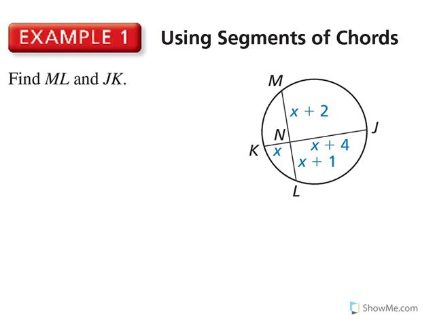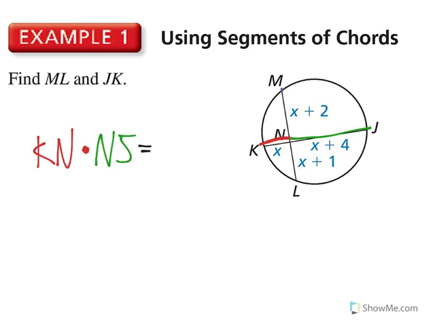So if we look at this problem, it says to find ML and JK. So first we need to solve for X if we're going to solve any lengths. And so if we look at this, we need to think about it. If we multiply the parts, then we will be able to equal them out. So let's look at K to N. I would do KN times the other part of that chord, which would be NJ, would equal the other two parts of the chord multiplied together as well.